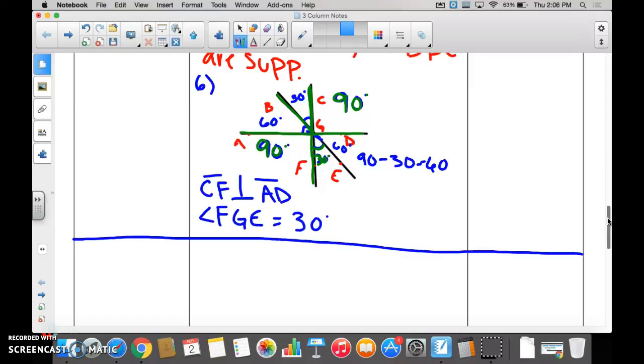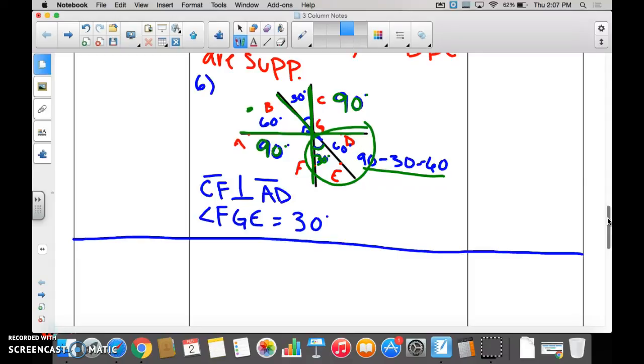And then we figured out 90 minus 30 equals 60, because we knew that this whole angle right here was 90 degrees. Because of perpendicular lines, they all add up to 90, right? So we knew that this whole thing was 90. We were missing this angle, DGE. So we subtracted 90 minus 30 and got 60. You could have done the same thing to find this angle right here, but instead we just did vertical angles.